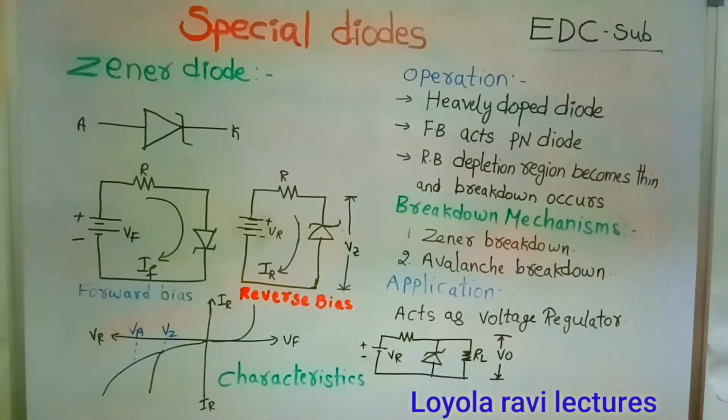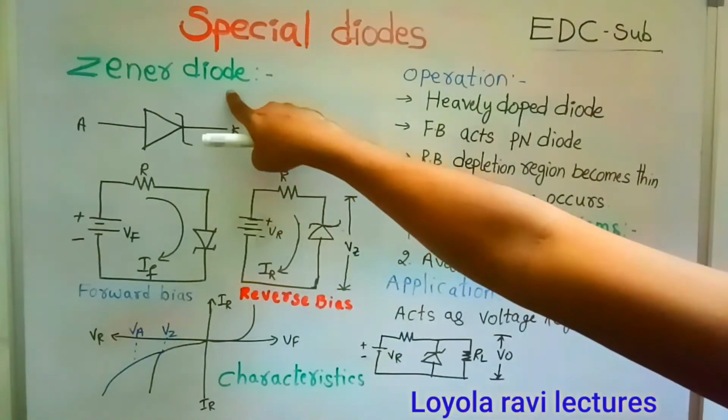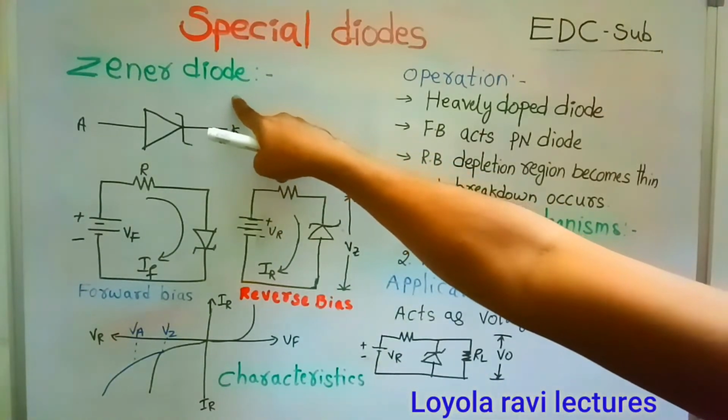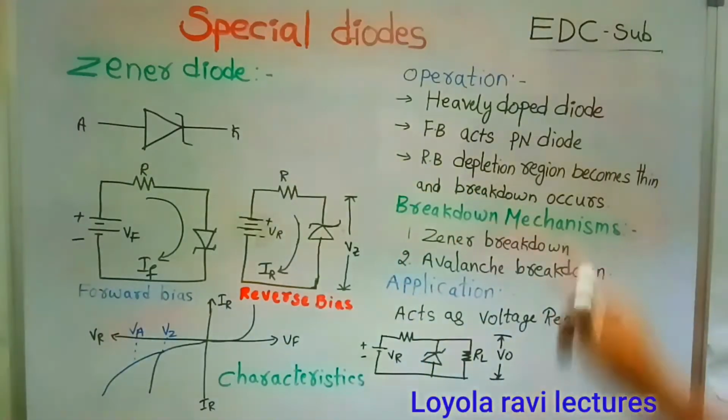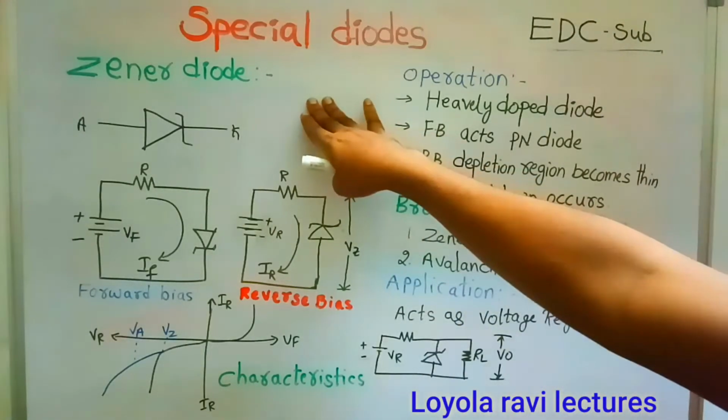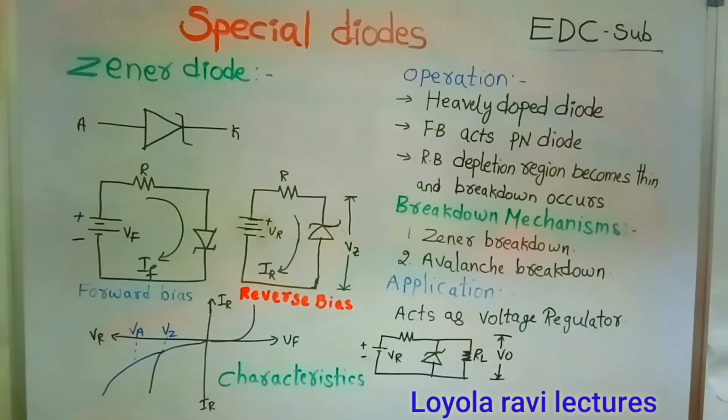Hi everyone. Today we'll discuss another special diode, that is the Zener diode. This is a most important diode in the EDC subject. This is one of the special diodes. This is formed by increasing the doping concentration.